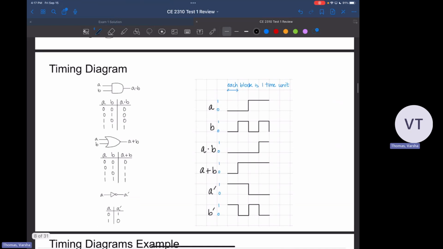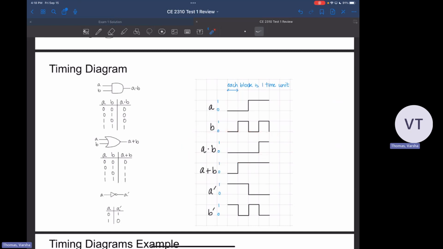Okay. Moving to our third topic, timing diagrams. This is what timing diagrams look like when you're given an input and you're showing how the output changes over a certain number of units. In this diagram, each block is just 1 unit of time. So in this first timing diagram, you have an AND gate. For inputs A and B, this is what the output would look like.